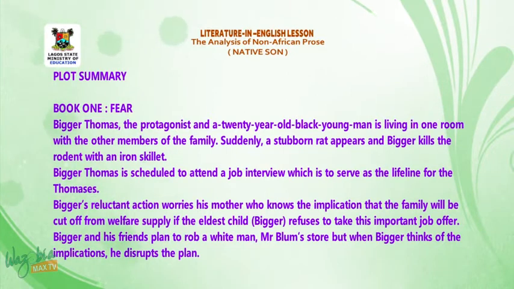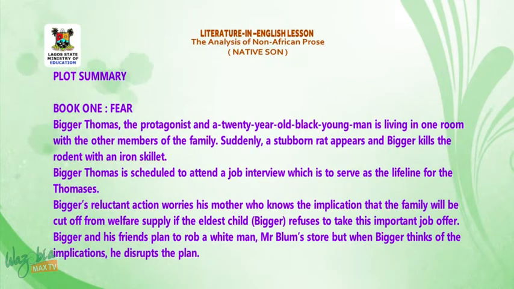Suddenly, a stubborn rat appears and Bigger kills the rodent with an iron skillet. Bigger Thomas is scheduled to attend a job interview, which is to serve as the lifeline for the Thomases. Bigger's reluctant action worries his mother, who knows the implication that the family will be cut off from welfare supply if the eldest child, that is Bigger, refuses to take this important job over.